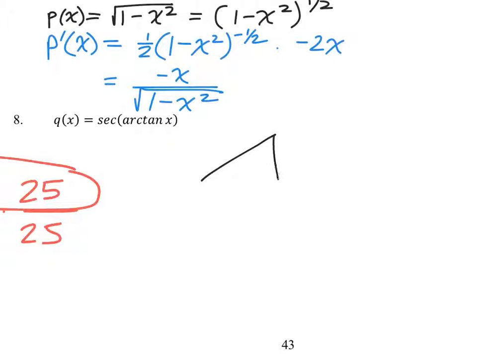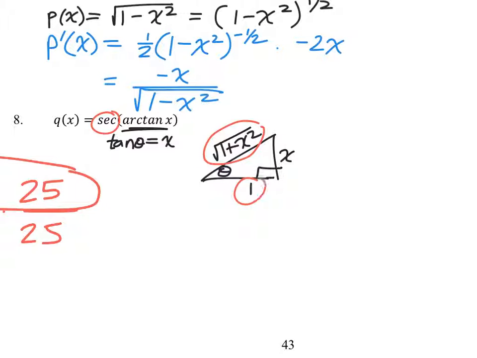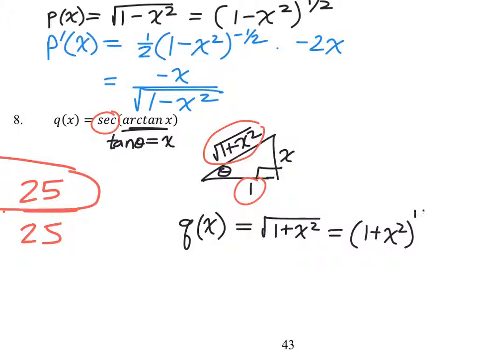All right, so another triangle. This part is telling us that tangent of theta is equal to x. Opposite over adjacent, x over 1, square root of 1 plus x squared. Secant is hypotenuse over adjacent. So my new q of x is going to be just the square root of 1 plus x squared, which is the same as saying 1 plus x squared to the 1/2.